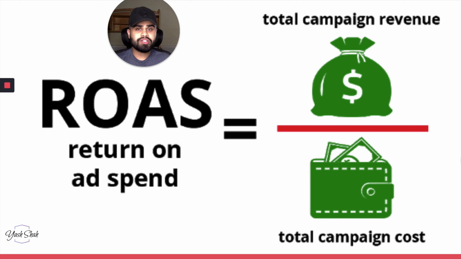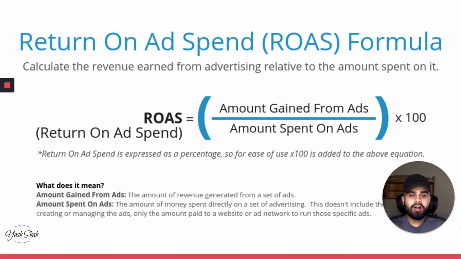Ideally, what ROAS or return on ad spend is, is the total campaign revenue, the actual money that campaign made you, divided by the total campaign cost. So how much you actually spent on Facebook ads. That is what makes up ROAS on the surface. This is more of a deeper and concrete formula.